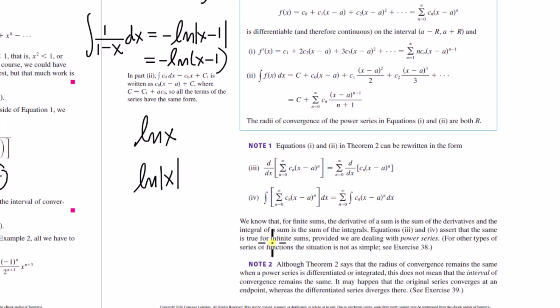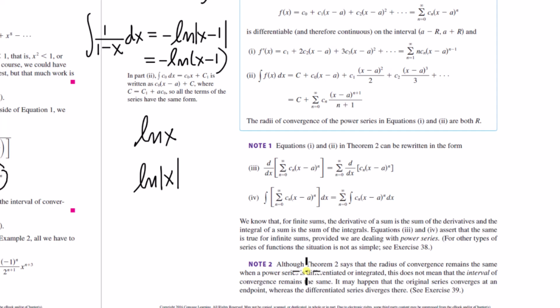Okay, we know that for finite sums, the derivative of a sum is the sum of the derivatives, and the integral of a sum is the sum of the integrals. Equations 3 and 4 assert the same is true for infinite sums, provided we are dealing with a power series. For other types of series of functions, the situation is not as simple. So, again, everything we're learning here about differentiating and integrating an infinite series, we're just talking about power series. Just keep that in mind.